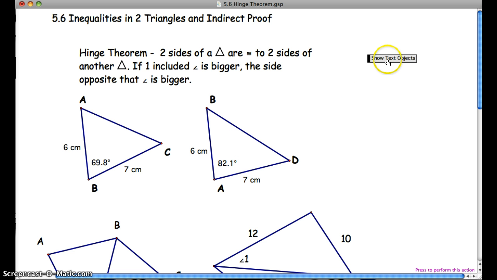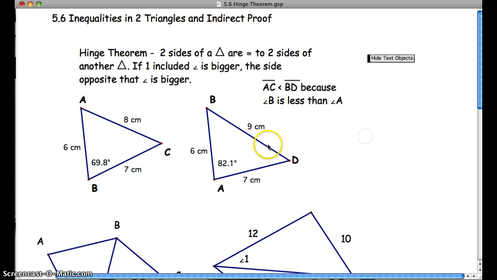So let's look at it again. You might have something like this. AC, that's this side here, is less than BD because angle B is less than angle A. So maybe just a little bit off. You know, here's 8 and here's 9, right? Okay, so that's going to be the case for all of them. If you have any questions, as always, write down your question and bring it to me in class or tutoring. Okay.